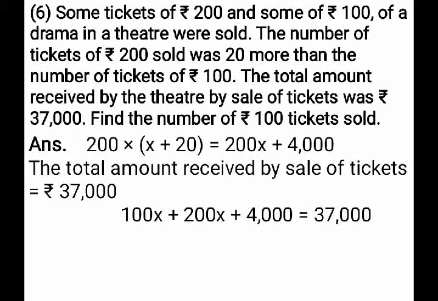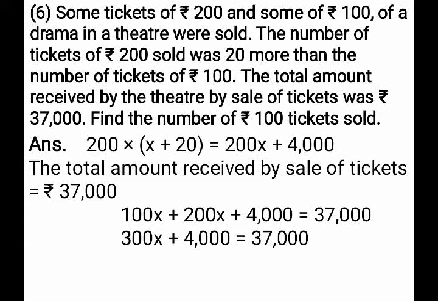First you have to add the numbers with variable x. That is 100x plus 200x is 300x. Plus 4000 is equal to 37,000. You have to write as it is for the next step. 300x plus 4000 is equal to 37,000.